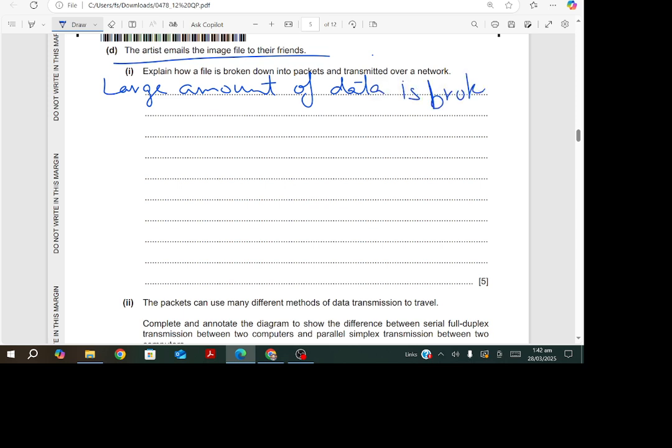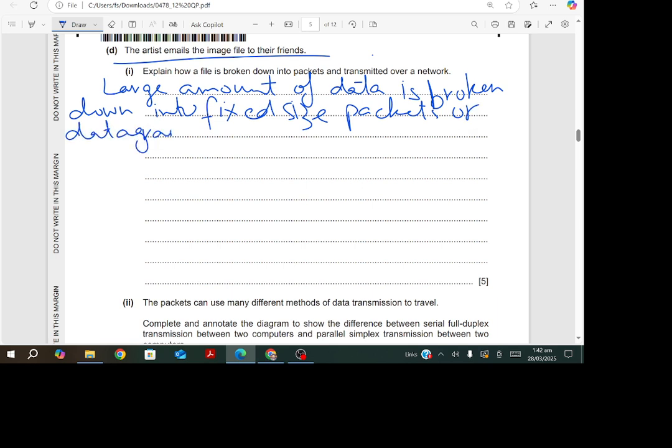Large amount of data is broken down into fixed size packets or datagrams. Another term for packet is datagram. You can mention it. Yes. Then payload stores the actual data. Then what will happen?